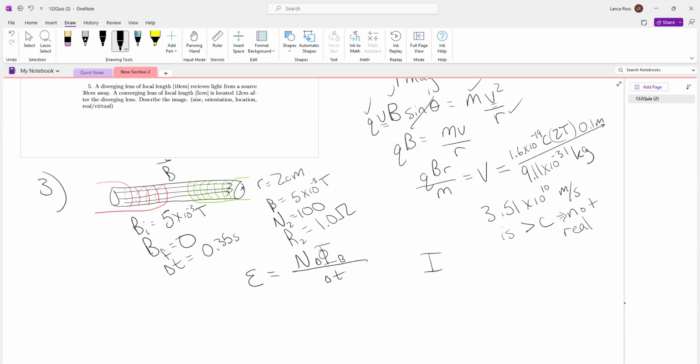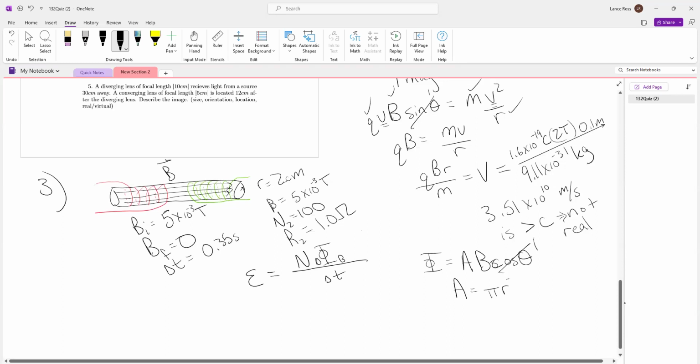All right, we need the fact that flux is area times B times cosine theta. We're going to assume that they're aligned here. The way I have it drawn, my B is along the axis of my core, which would be the normal vector for the coils wrapped around the core. So my cosine theta here would be 1. So just area times B. The area in this case is just pi r squared.